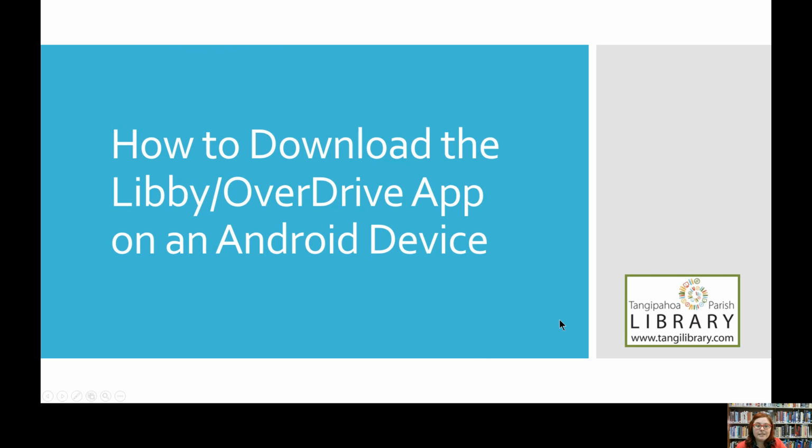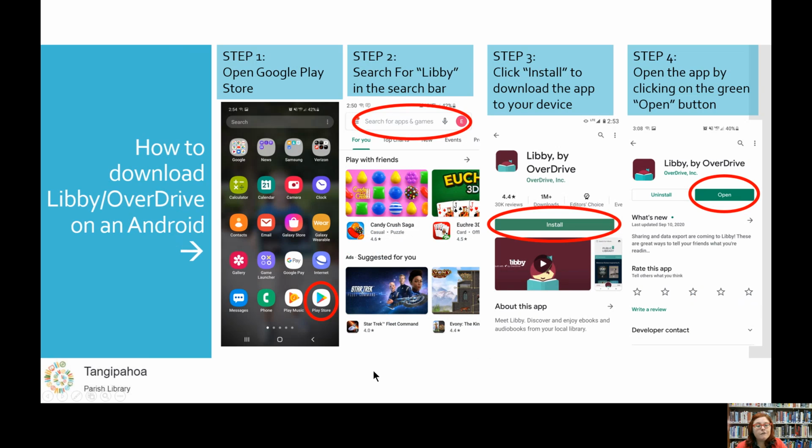Let's begin with how to download the Libby OverDrive app on an Android device. First, you will begin by opening the Google Play Store. If you do not immediately see the Google Play Store on your home screen, you may need to scroll left and right to go through the pages in order to find it. You may also need to swipe up in order to locate it. Once you have located the Play Store, click on it.